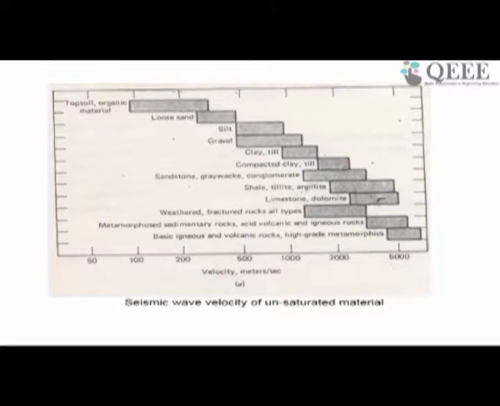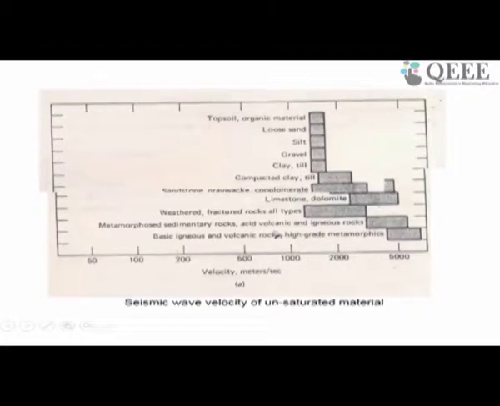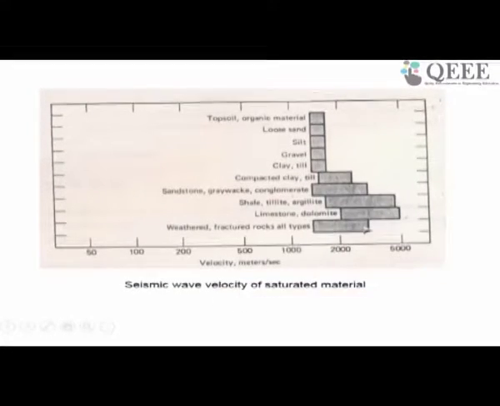What exactly happens if the ground is saturated? If it is saturated, the velocity will be different in different situations. As you can see, in case of unsaturated ground, different materials like soil will have one kind of velocity. For loose sand, gravel, silt, whatever velocity is there, it will drastically change when they are saturated. You can see when the same soil is saturated.